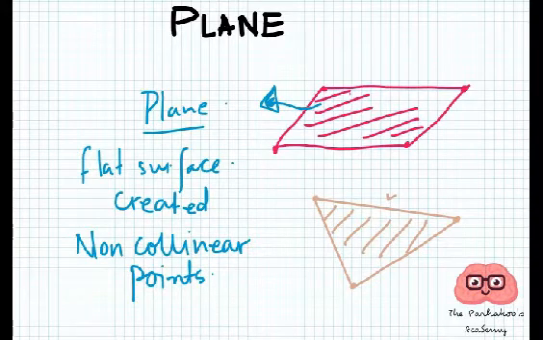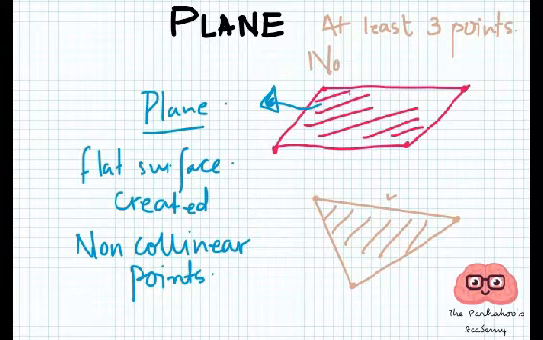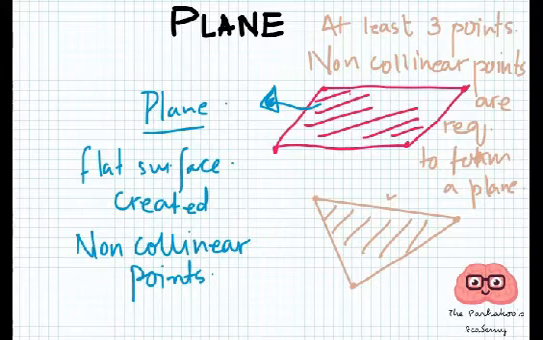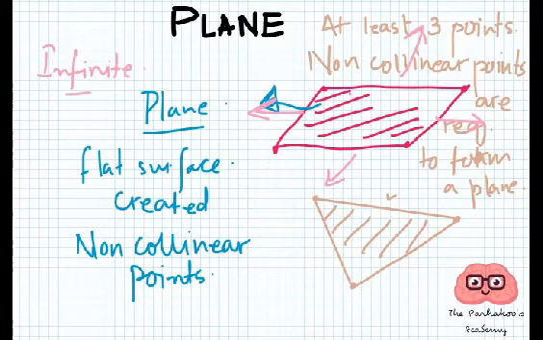So remember, at least 3 non-collinear points are required to form a plane. A plane is infinite, that means it extends in both directions, as a line does. So it is infinite. You can always consider a part of a plane.